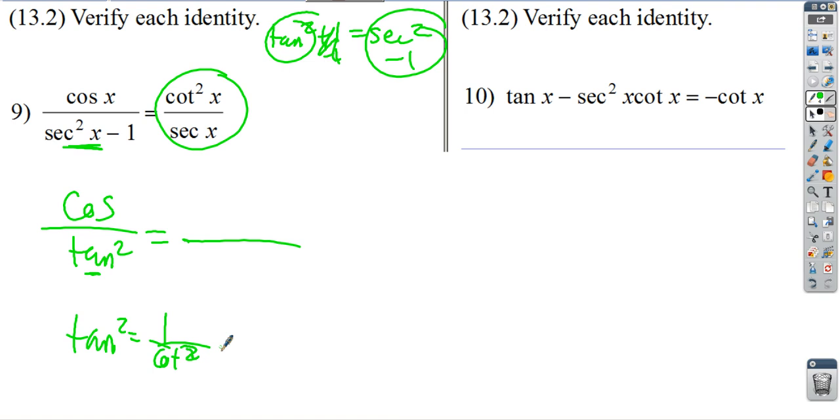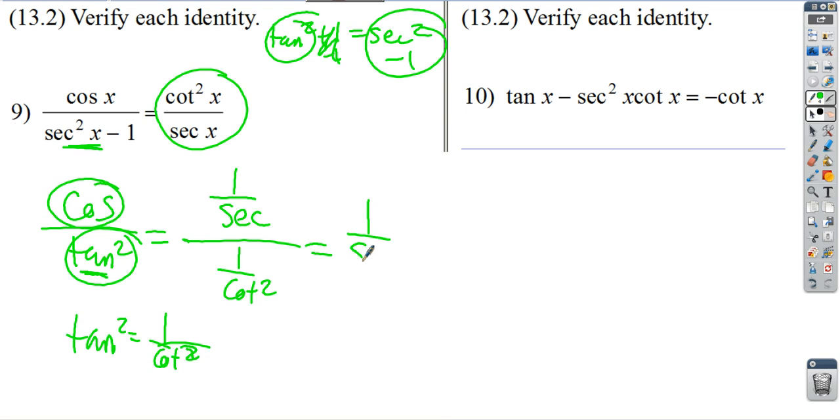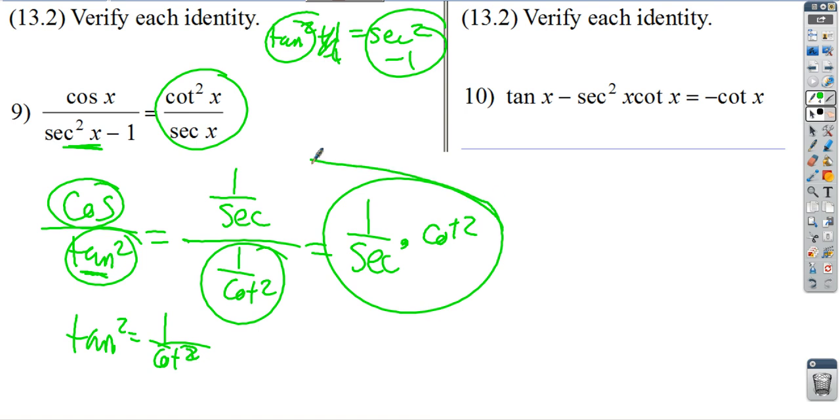So let's change that. We also know that cosine is 1 over secant. So we'll make that 1 over secant. We'll make this equal to 1 over cotan squared. And now we'll multiply this out. So 1 over sec times the reciprocal of that would be cotan squared. And cotan squared times 1 over sec is right there. So that's the proof.